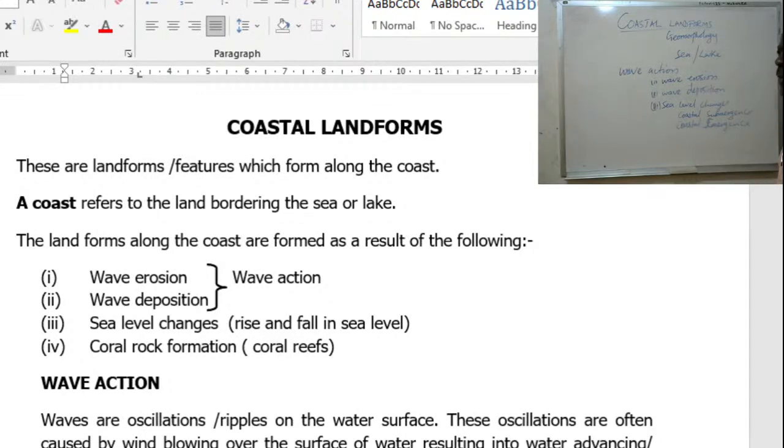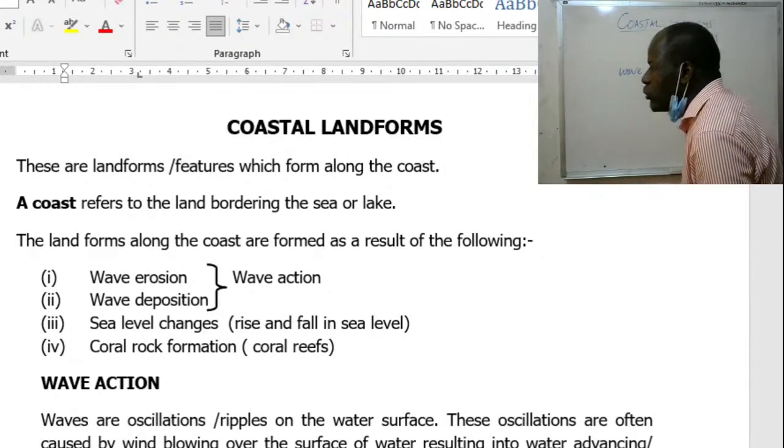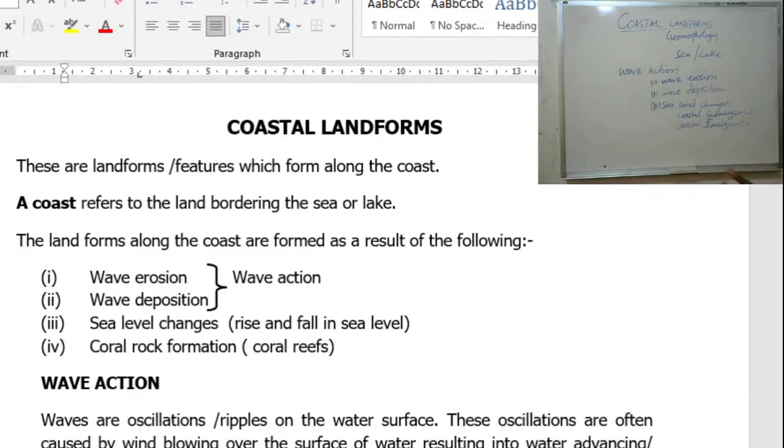And then coastal emergence occurs when the water levels drop or fall. Maybe during the season of prolonged drought, there's no rain, there is less water flowing into the lake or into the sea, so the water levels may drop. And that means that areas that were formerly covered by the water of the lake or the sea now appear above the water level. And that's what we shall term as a coastal emergence. So the coast emerges out of the water. Then the other one, we are saying the coast is submerged by the water.